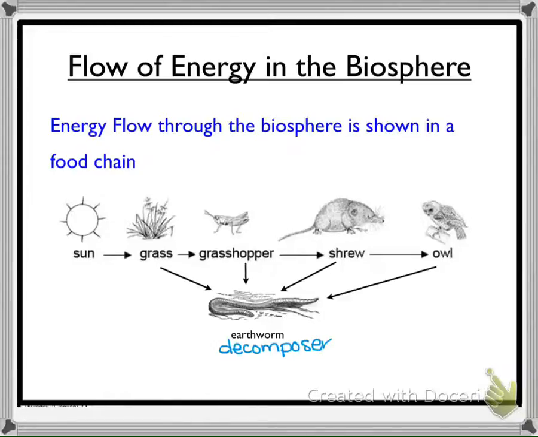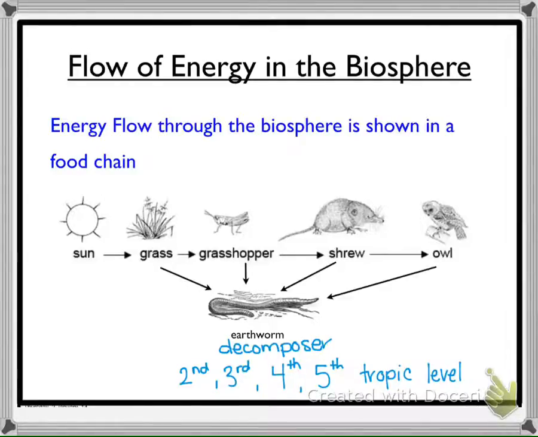So the earthworm can really enter this food chain at any of a number of different levels. So he could be considered a second, third, fourth, or even a fifth trophic level in this food chain, depending on exactly what it is that he's decomposing.